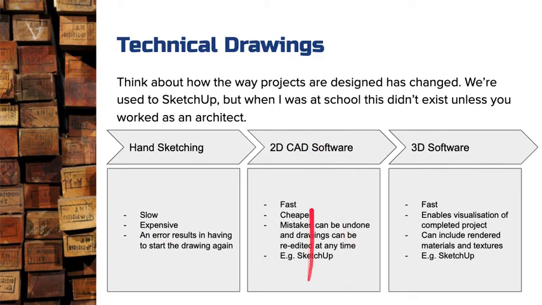Then we got 2D CAD. And 2D CAD was where we had that ability to use our computer to do our drawings. And when you had a mistake, you could just undo it. You could just delete it. And if you wanted to make a change to your drawing, you just open it up and make a change. Not really much cost at all. Very fast. And an example of that is using SketchUp.